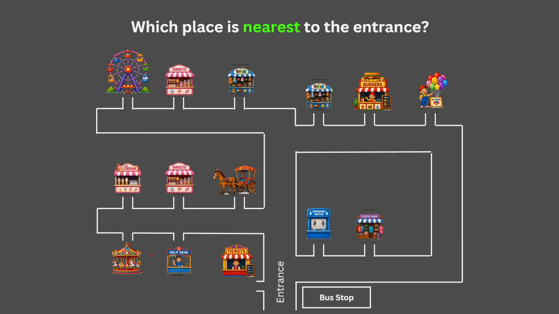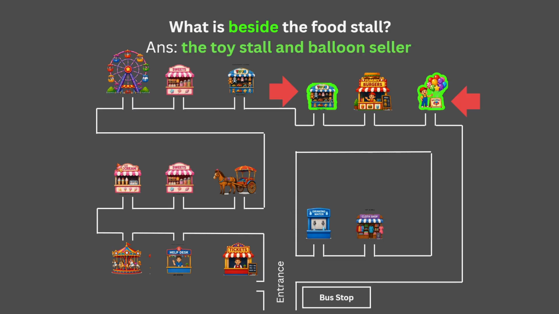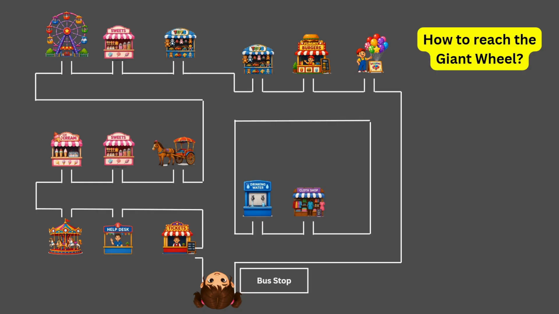Which place is nearest to the entrance? Yes, the ticket counter. Now look at the food stall. What is beside the food stall? Yes, there is a toy stall and a balloon seller. And which place is the farthest from the entrance? The giant wheel. Now suppose someone standing at the entrance asks you, "How do I reach the giant wheel?"